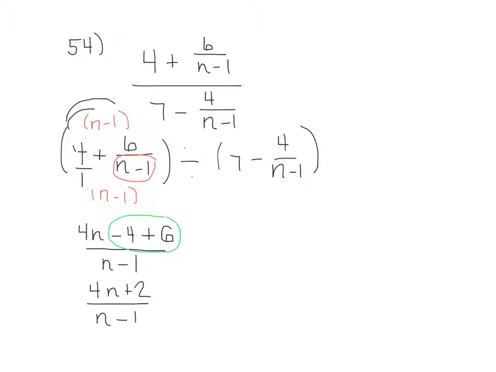If I use the same thinking here in my second quantity, the 7 is over 1. Clearly, my common denominator again is n minus 1. So I'm going to need to multiply the top and bottom of my first fraction by n minus 1 to get n minus 1 in its denominator. And once again, distribute. 7 times n is 7n. 7 times negative 1 is negative 7. And then, of course, I have to subtract the numerator of my second fraction, which is already over my common denominator.